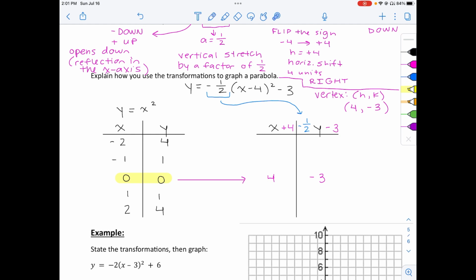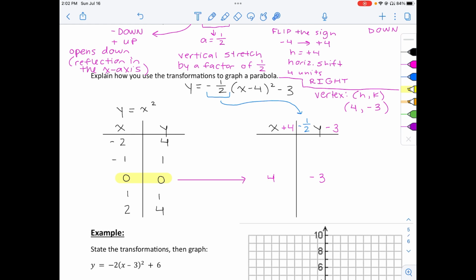The only reason you don't notice it with the vertex here is because this was 0. If you do negative 1/2 times 0, that's just going to give you 0. Subtract 3 is negative 3. Okay, so you're looking at what your vertex is based on the equation. Your 0, 0 vertex from the parent function is going to transform to that vertex. And then we can transform the other values based on the transformations that we have applied here. Okay, so we're going to add 4 to all the x values, and all the y values we're going to multiply by negative 1/2 and then subtract 3.